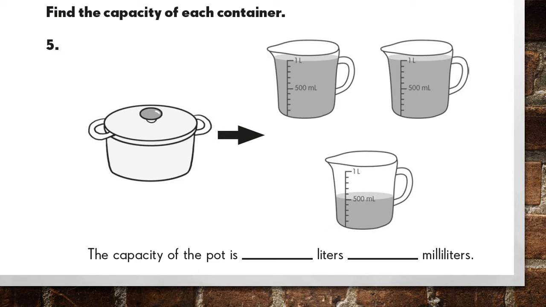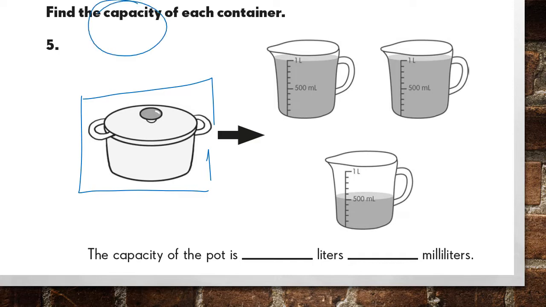Here, where they're showing us this container, they're asking: if this container was filled with liquid, and then we poured it out into these measuring containers, how much liquid, or what was the capacity? How much could it hold? So capacity is what it can hold.